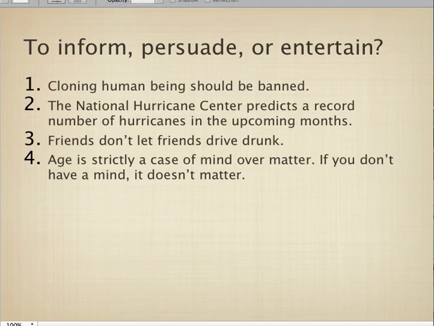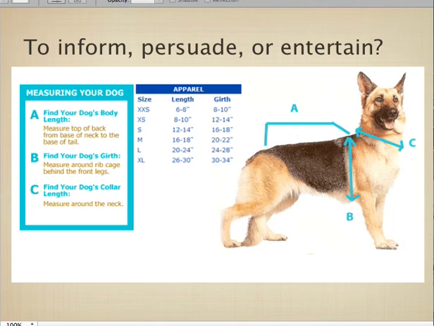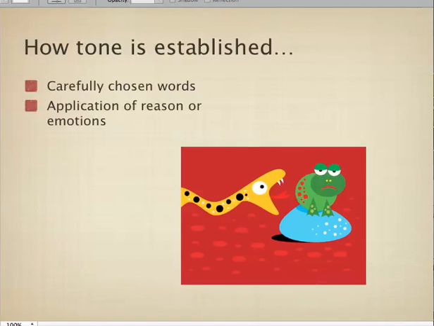Please don't. Number four, "Age is strictly a case of mind over matter. If you don't have a mind, it doesn't matter." Okay, not informative, and it's not persuasive. Why do I know it's entertaining? Because it's a ridiculous statement. No one in that sort of terminology would be able to actually think, right?